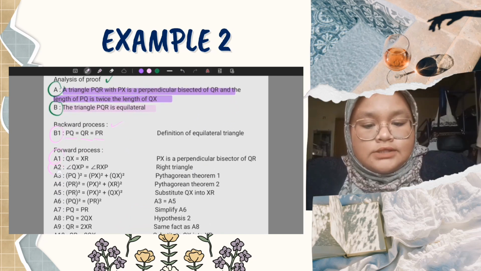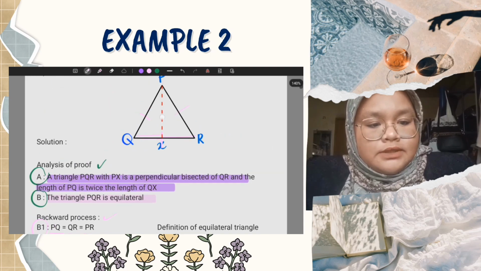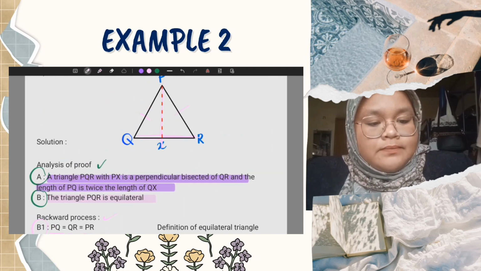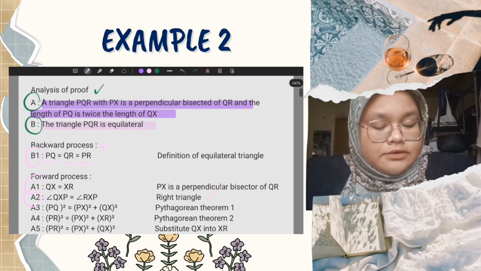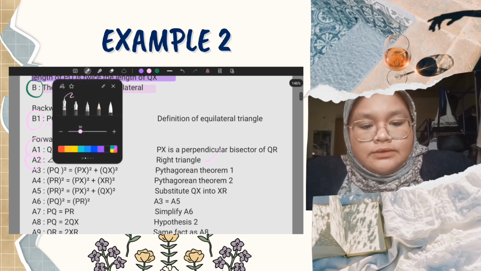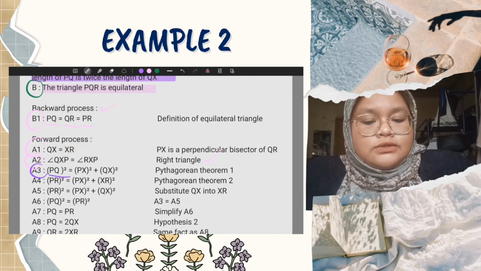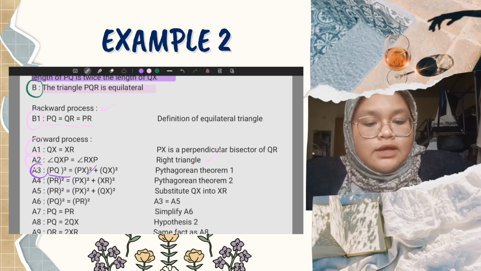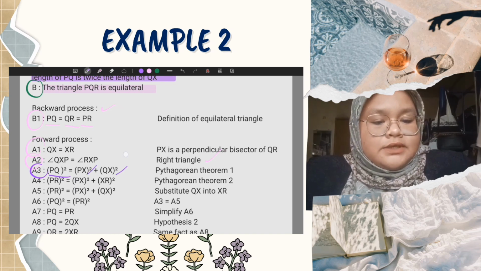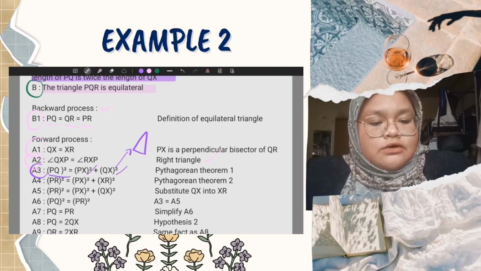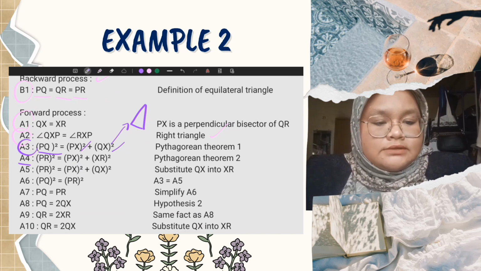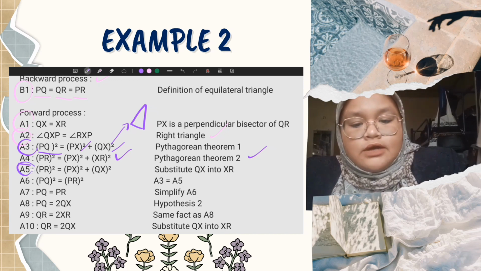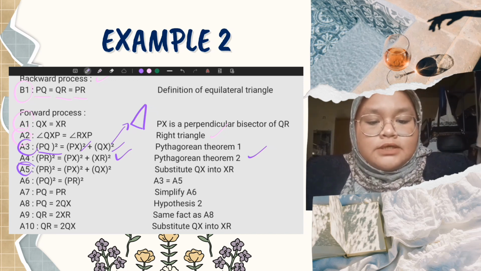Then for A2, it says that angle QXP is equal to angle RXP. The angle is 90 degrees, which is a right triangle. And then for A3, it says that PQ square equals PX square plus QX square, which we can say is the structure of the Pythagorean theorem. And then A4, same goes, it is a Pythagorean too. And A5, PR square equals PX square plus QX square.